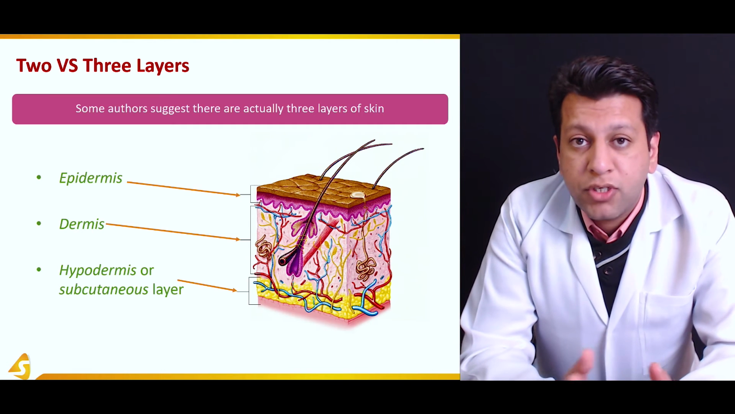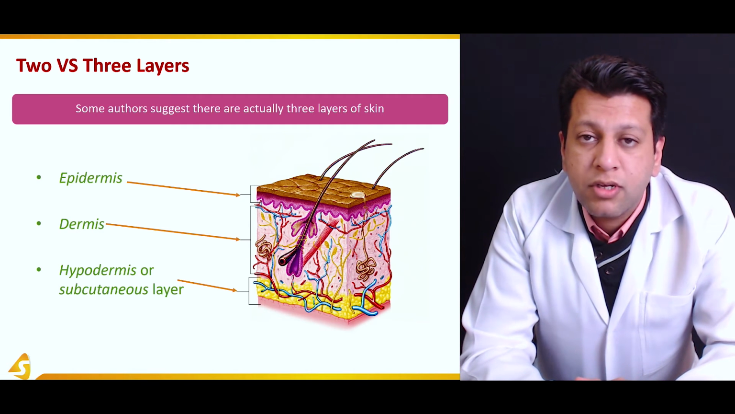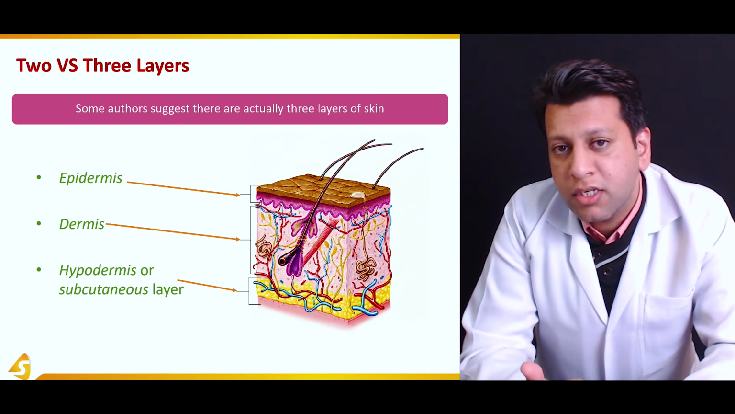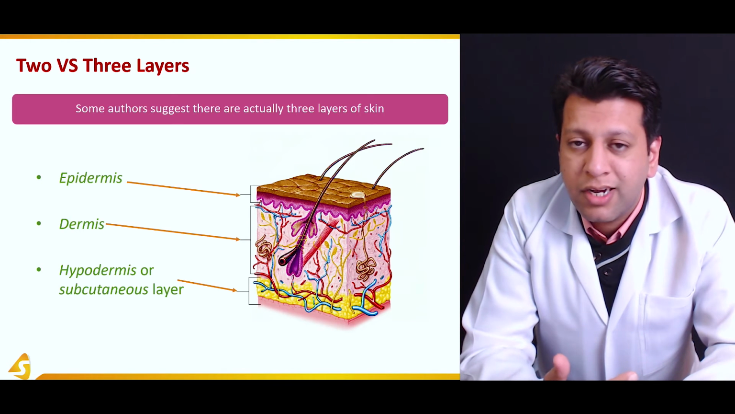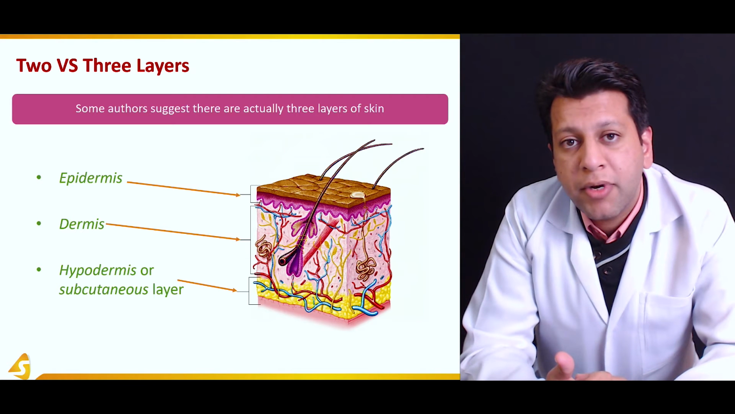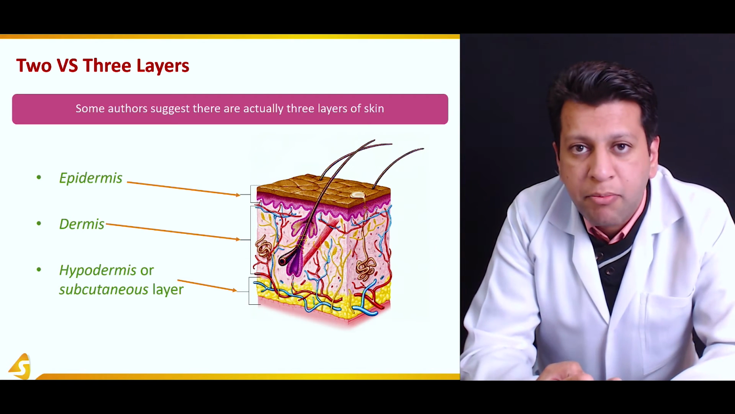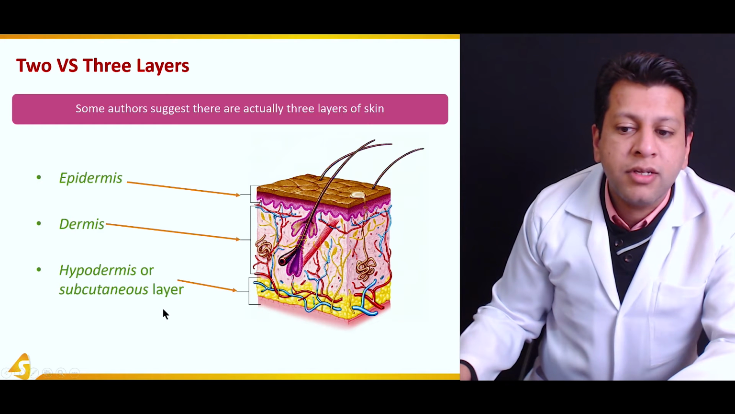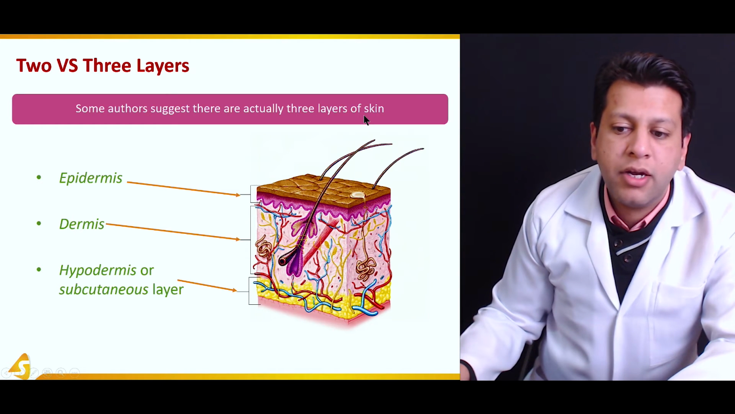Now, I was just talking about how some books or some authors take it as two layers of the skin, the epidermis and the dermis. But now the latest books recommend that there are actually three layers: epidermis, dermis, and hypodermis. Hypodermis is actually lying in the connective tissue over here. And this is the diagram, if you can appreciate it again.